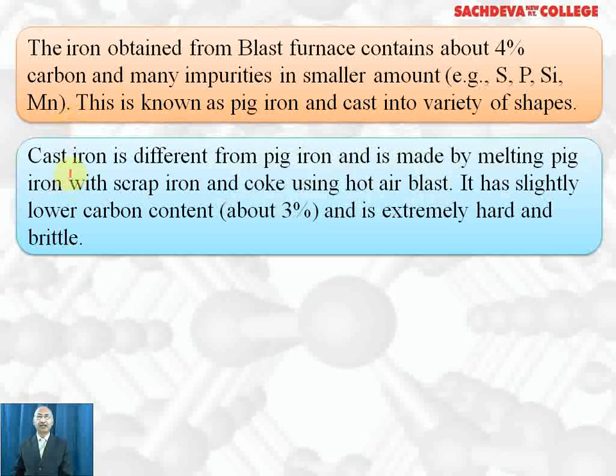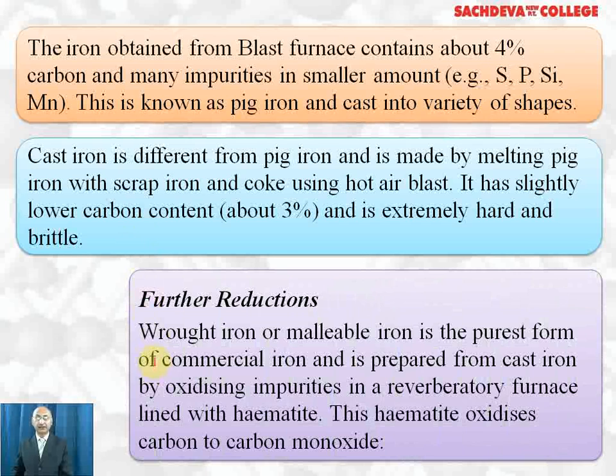Cast iron is different from pig iron and is made by melting pig iron with scrap iron and coke using the hot air blast. It has a lower percentage of carbon and is extremely hard and brittle. Further reduction gives wrought iron, or malleable iron, which is the purest form of commercial iron and is prepared from cast iron by oxidizing impurities in a reverberatory furnace lined with hematite. The hematite oxidizes excess carbon to carbon monoxide, and we get the purest form of iron called wrought iron, which is used for making iron beds and other items because it's malleable and ductile.